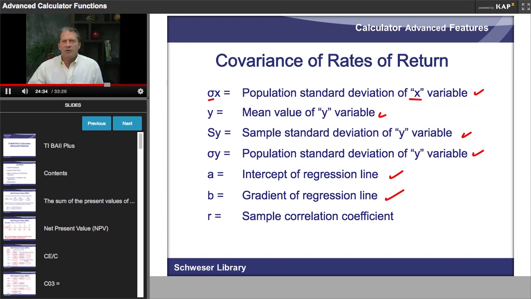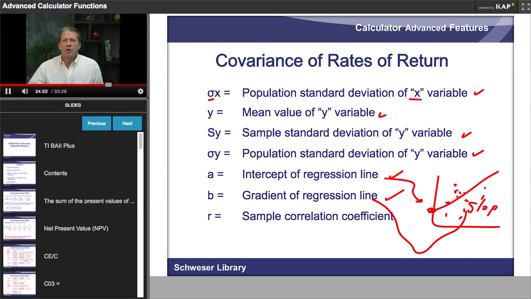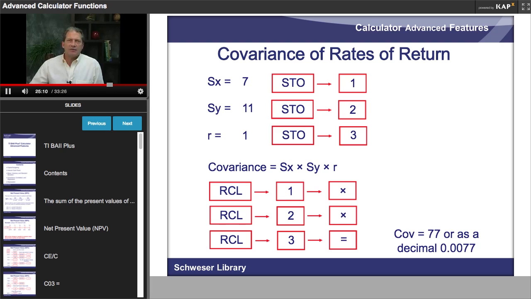So if we had some data and fit a line that fits the best data, it would give us this point here. That would be our intercept of our best fit line. And the gradient of that is the slope of the line. Well, we don't need these for level 1. It's good to know they're there. What we need is this correlation coefficient. This calculates the sample correlation between x and y over the periods that we've got.